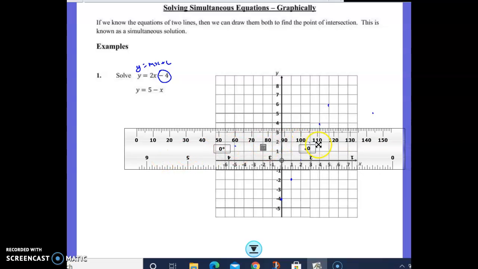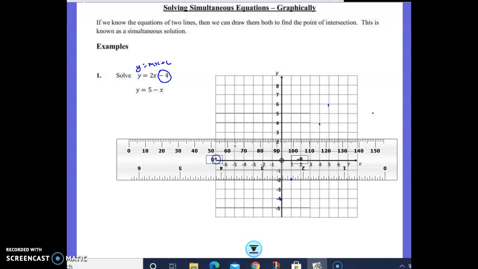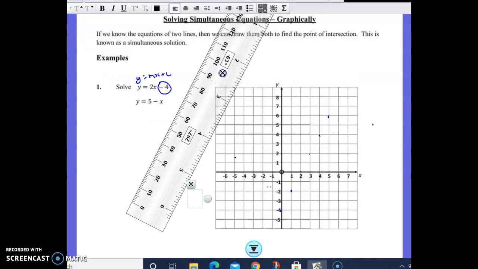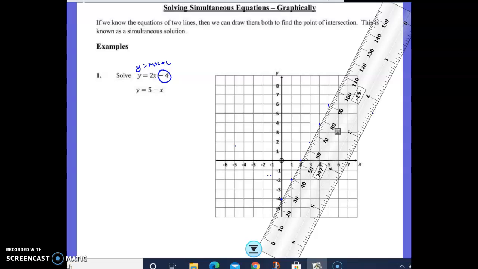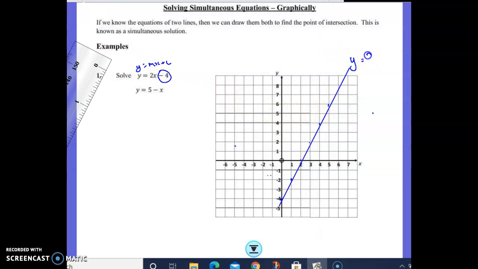Let's see if I can remember how to turn this now. Okay, line up my ruler, and that is my first line. So that's the line y equals 2x minus 4.